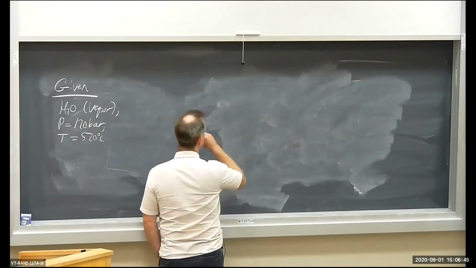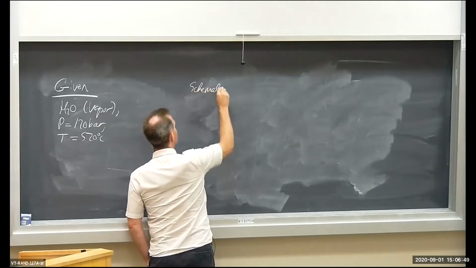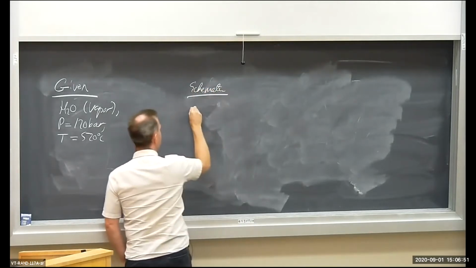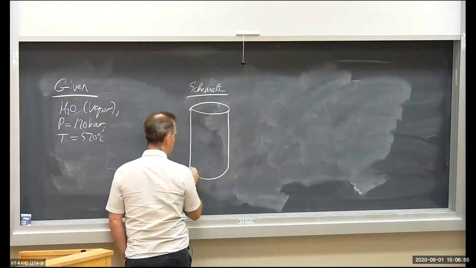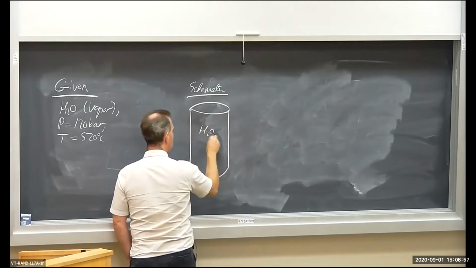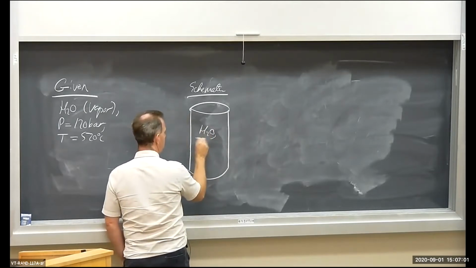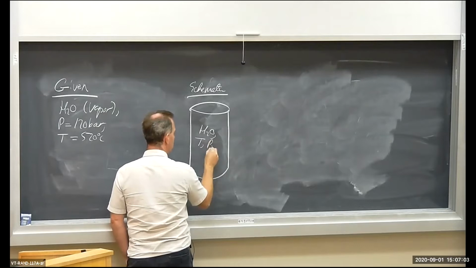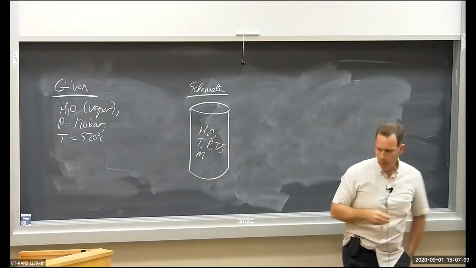Let me show you a schematic here. So we have a container. So here's our H2O. And this container has a certain temperature, a certain pressure, a certain volume, and a certain mass, okay? So I want to find some things.